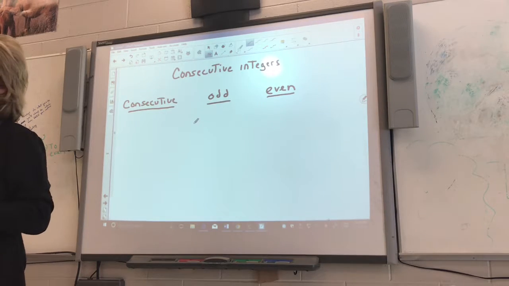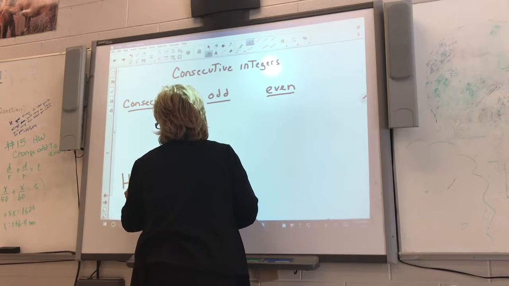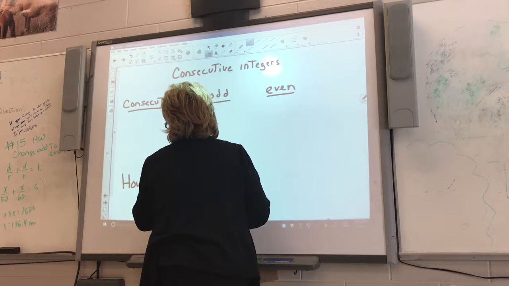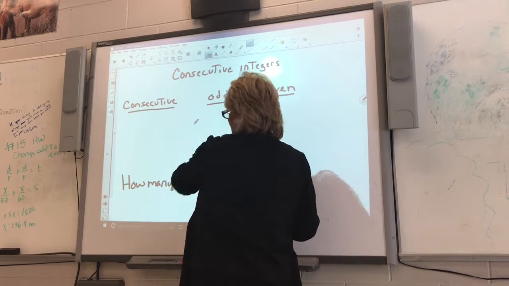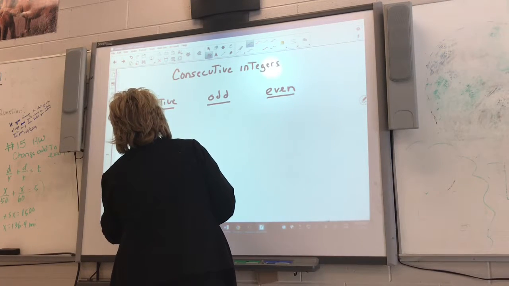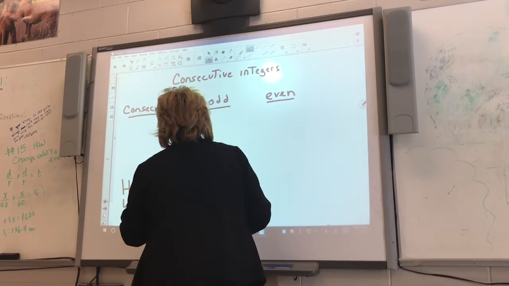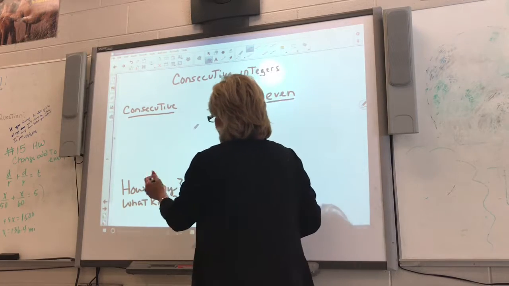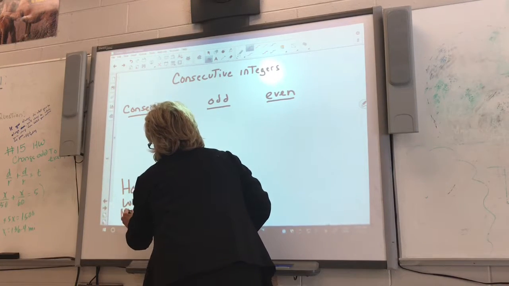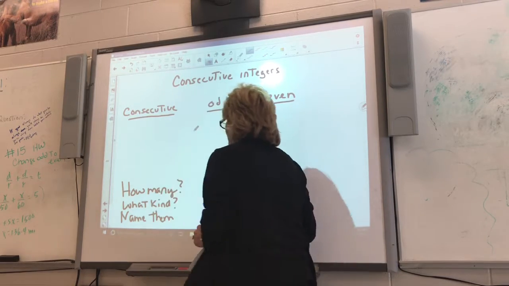And what I call the big three is you need to ask yourself how many things is it talking about? What kind are they? Are they consecutive? Are they consecutive odd? Or are they consecutive even? And these two things you can do in your head. You don't have to write that on paper, but what you do have to write on paper is you have to name them. That is imperative. Okay, so you've got to name them.